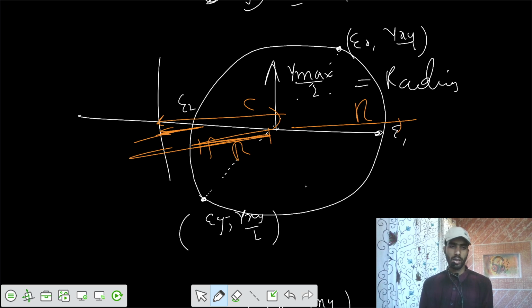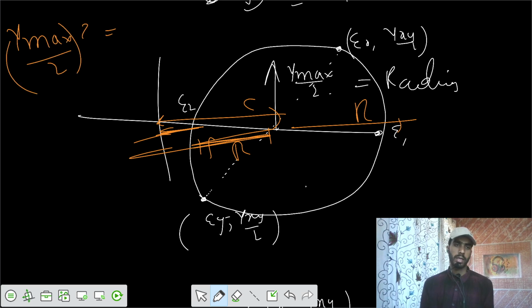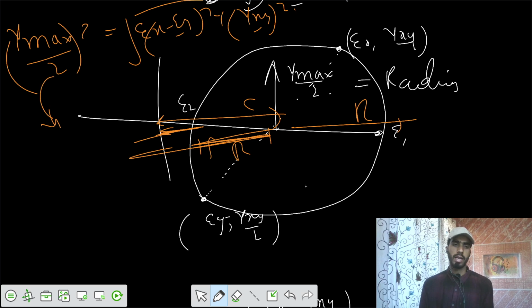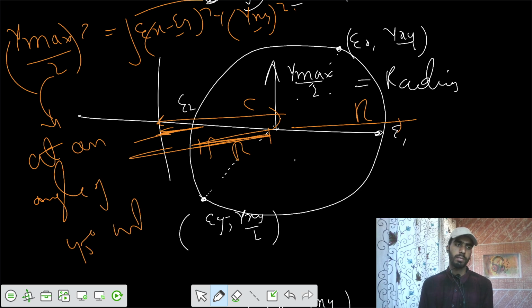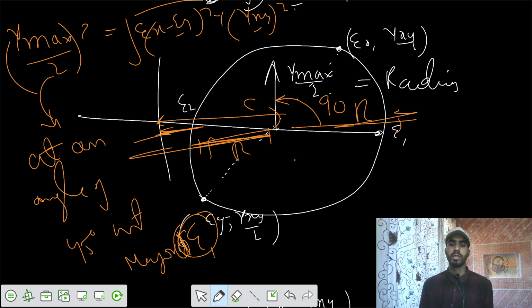So we calculated that gamma max by 2 in plane equals the square root of ((ex minus ey) by 2) whole square plus (gamma xy by 2) whole square. Your maximum shearing strain is at an angle of 45 degrees with respect to the major principal strain E1. So on the Mohr's circle, it would be at an angle of 90 degrees with respect to the major principal strain.